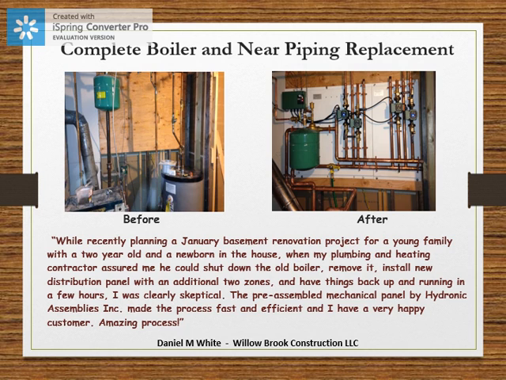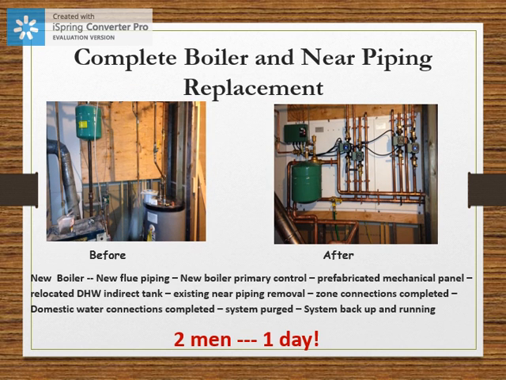This project was in an occupied home that had a newborn baby and needed to be converted quickly and efficiently. The project required a new boiler, new flue piping, new boiler primary control, and prefabricated mechanical panels. The domestic hot water indirect tank needed to be relocated, the existing near piping needed to be removed, zone connections were reconnected, and the domestic water connections were reconnected.